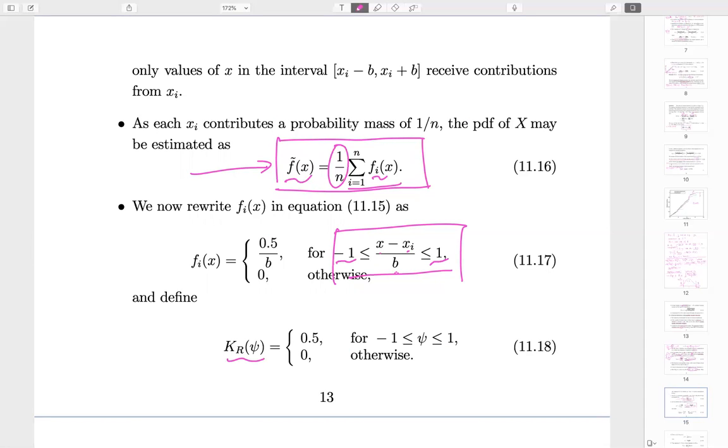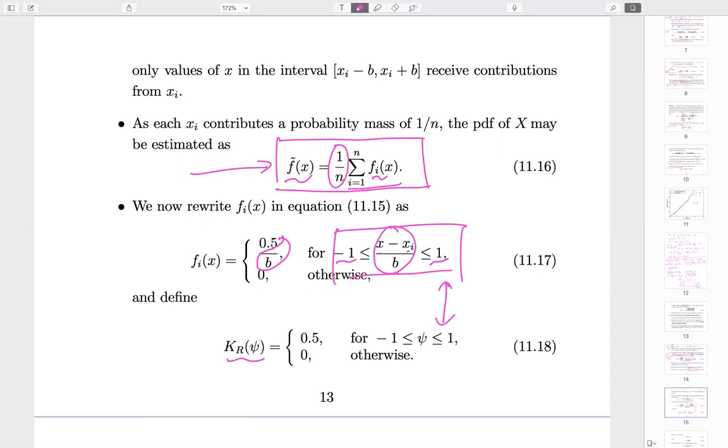You can see that they come from 11.17. They are very close, except the B part. Other than that, they are identical. We call this a kernel. The reason I call it a kernel is because usually in the world of probability, when we say kernel, it's a density function. This is a density function.